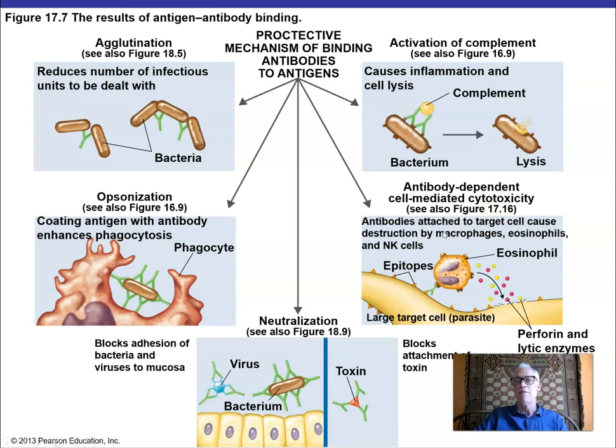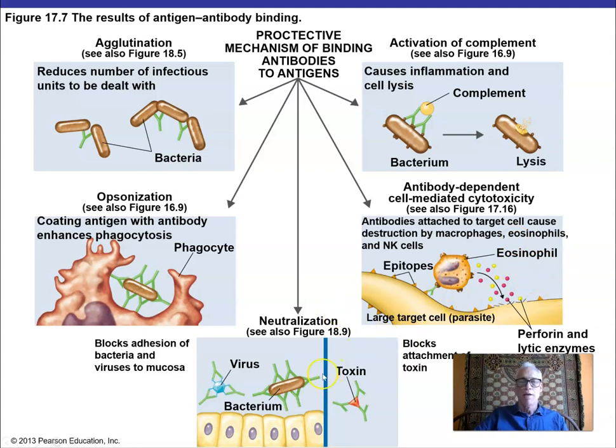And then antibody-dependent cell-mediated cytotoxicity, ADCC. Big old parasitic worm larvae are too big to phagocytose, but if antibodies are stuck all over the surface of them, along will come eosinophils and macrophages and so forth, and recognize that antibody on the surface and start secreting terrible, nasty, toxic substances that will hopefully kill that liver fluke or whatever it might be. So, finally, neutralization.